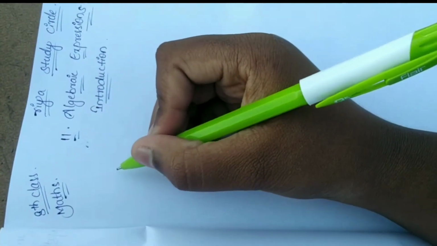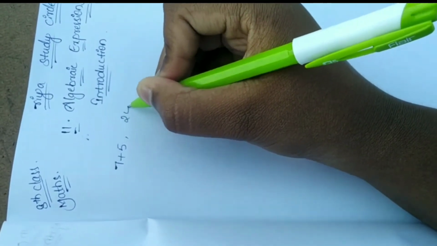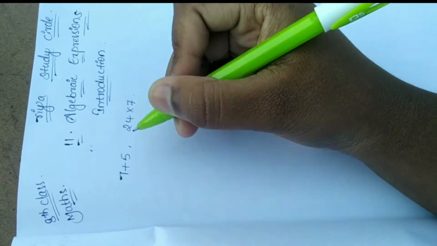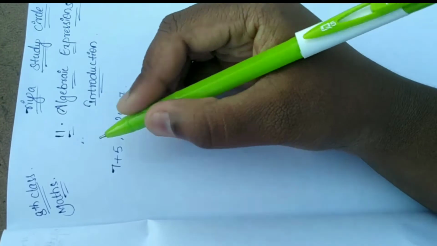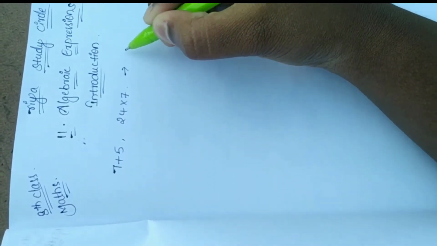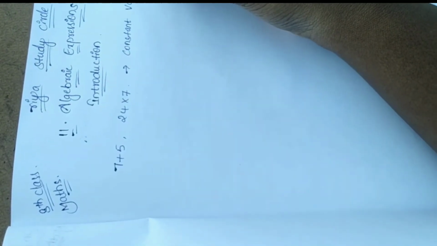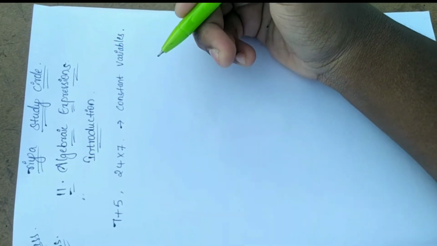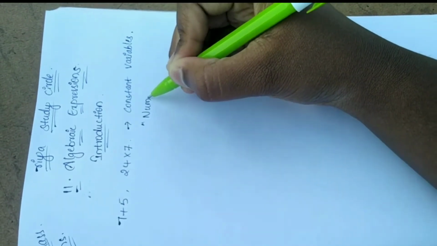Let's take some examples of expressions. 7 plus 5, 24 into 7. These two are the expressions and these two are in constant variables. So, an expression in constant variables is known as numerical expression.